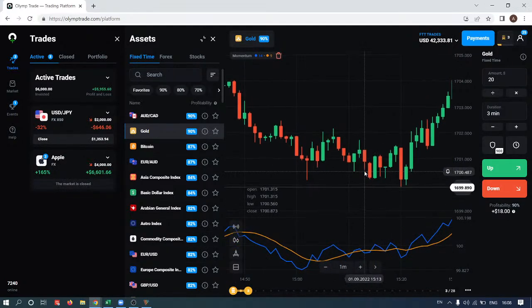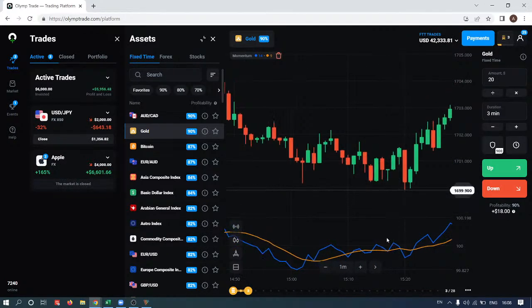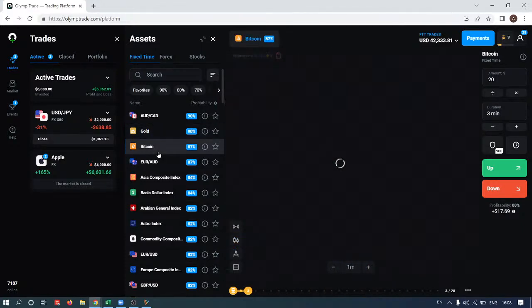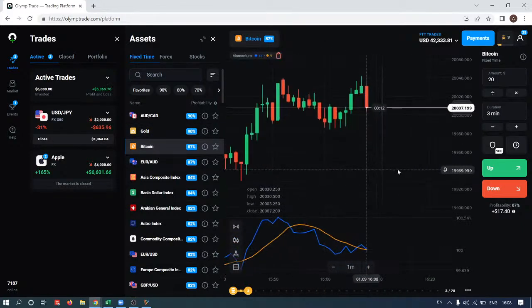Now, sometimes we have quite a tricky situation where we have too many crossings and they happen all the time, like up, down, up, down, up, down. In this situation, you want to stay away from trading a little bit, and you want to wait for a more concrete, more exact situation.